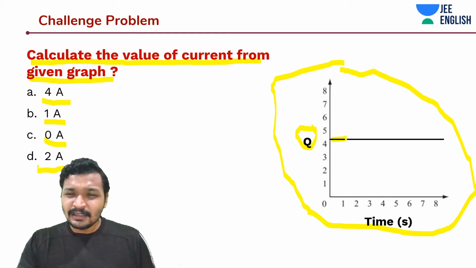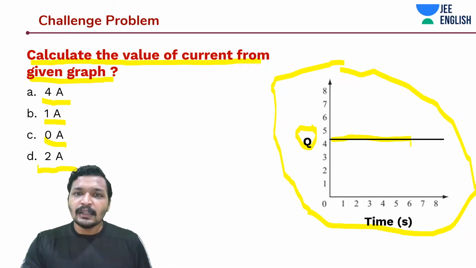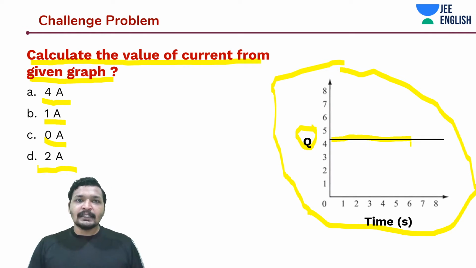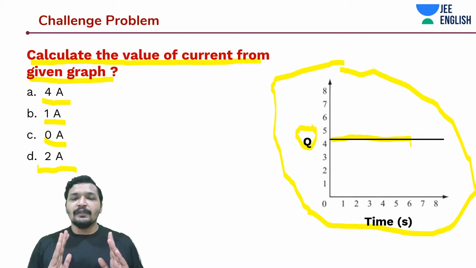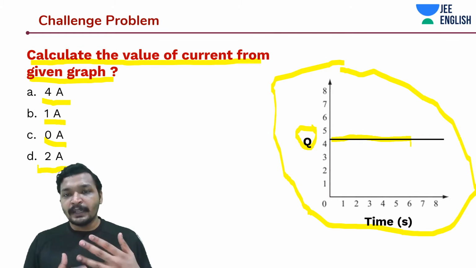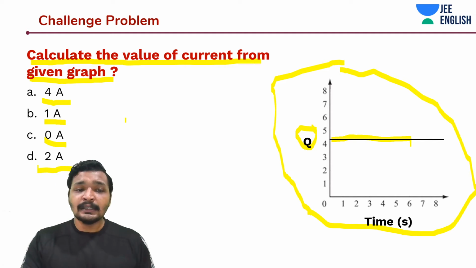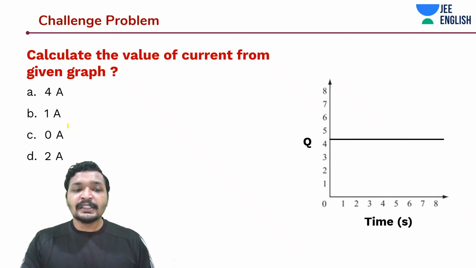It's constant. The charge is not at all varying with time. Which means the amount of charge is not changing at any place with respect to time. Then what is the current going to be? 0 amperes, isn't it, guys? It's really a simple question. It should be 0 amperes when there is no slope.